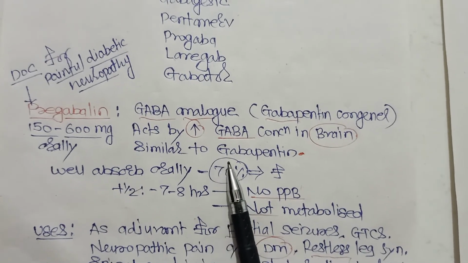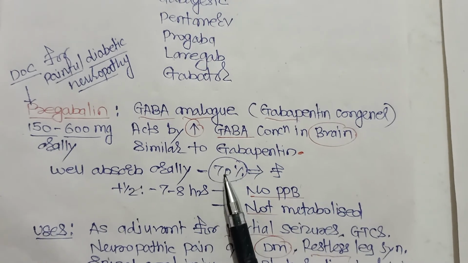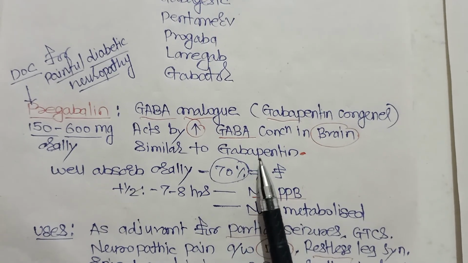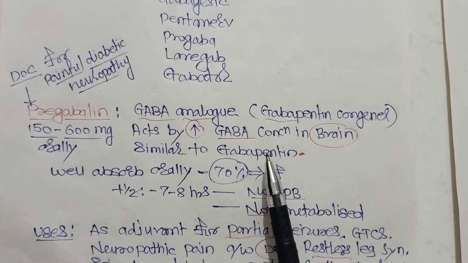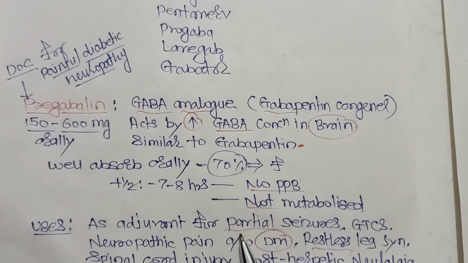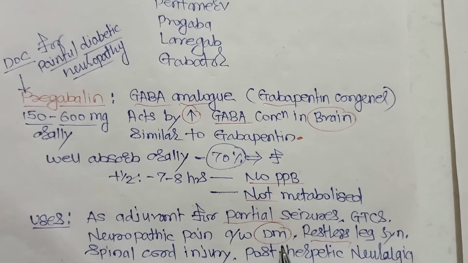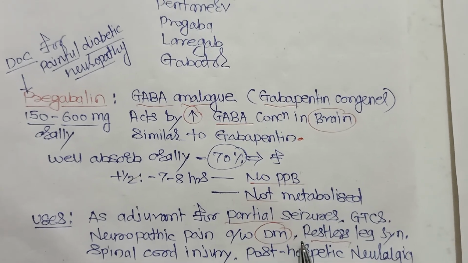So pregabalin and gabapentin are the newer antiepileptics, and they are used in other cases like neuropathic pain, post-herpetic neuralgia, and they also relieve acute muscle spasm. So this is all about gabapentin and pregabalin.